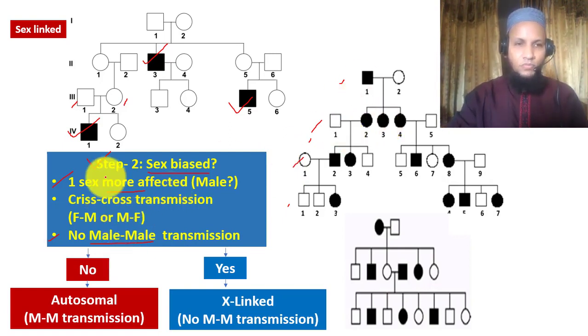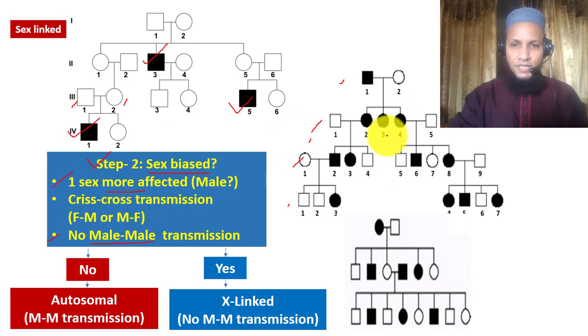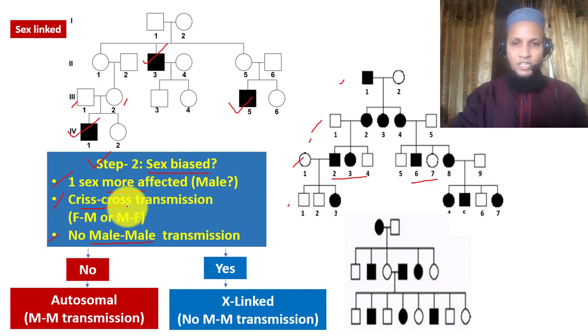But there is no male to male transmission, so we cannot call it autosomal dominant. And we'll look for any sex bias. Here both male and female are affected. By this rule we cannot identify. We will see some other rules like crisscross transmission. Crisscross transmission means female to male transmission or male to female transmission. That is father to daughter and mother to son.